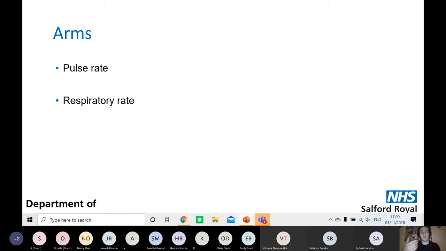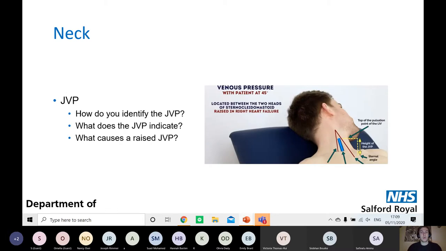Have a look at their chest as well to measure the respiratory rate. Don't tell them that you're looking at their breathing, because as soon as you tell somebody that, they automatically start breathing differently to how they would normally. You need to be able to count it out. So do 30 seconds, use 15 of them to count the pulse and use 15 to count the respiratory rate.